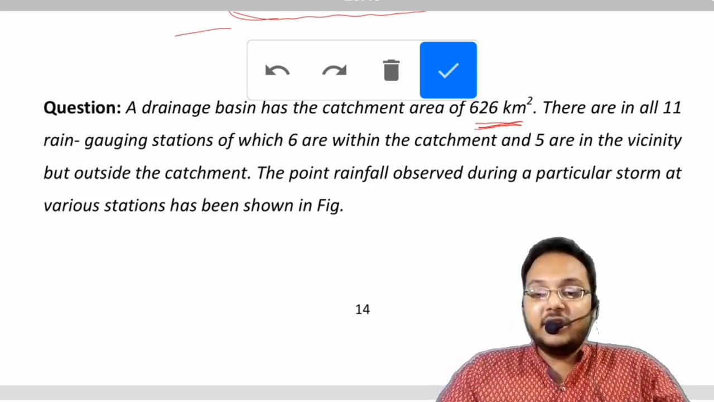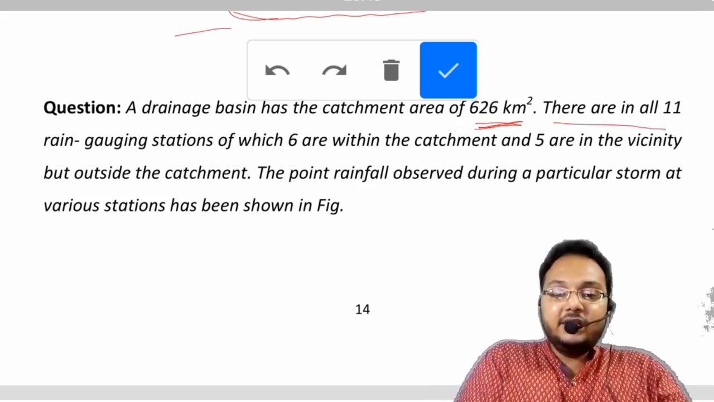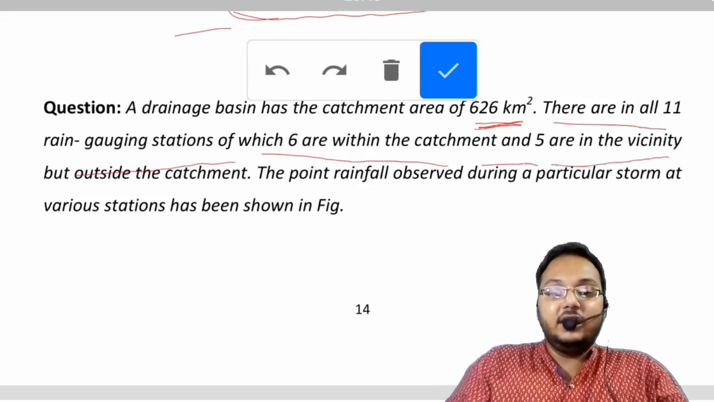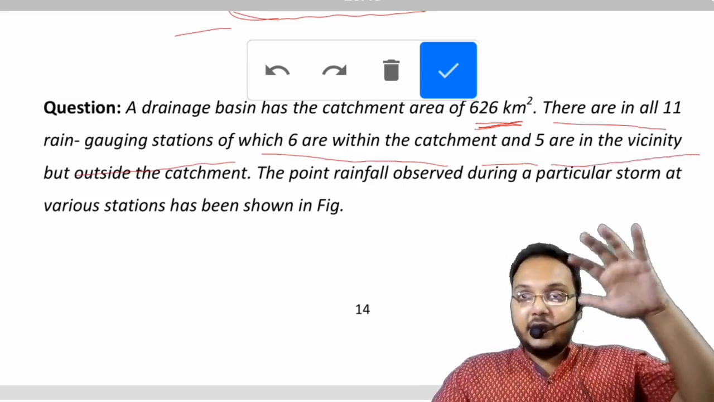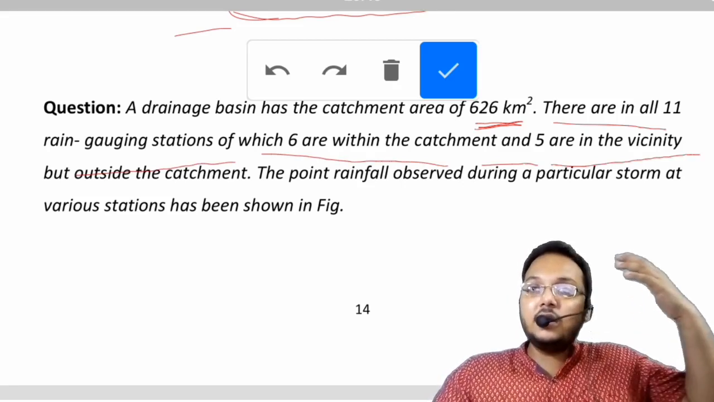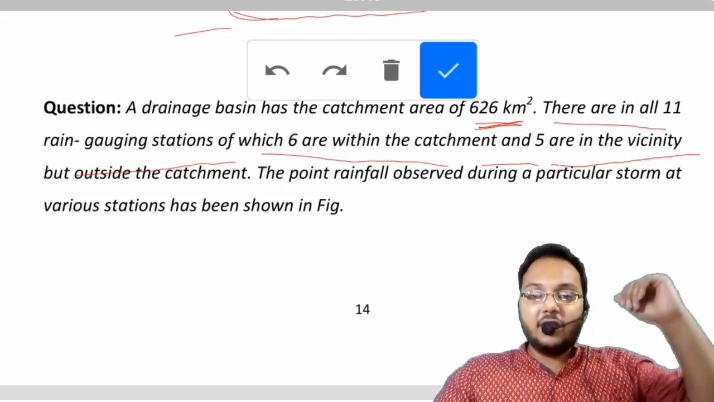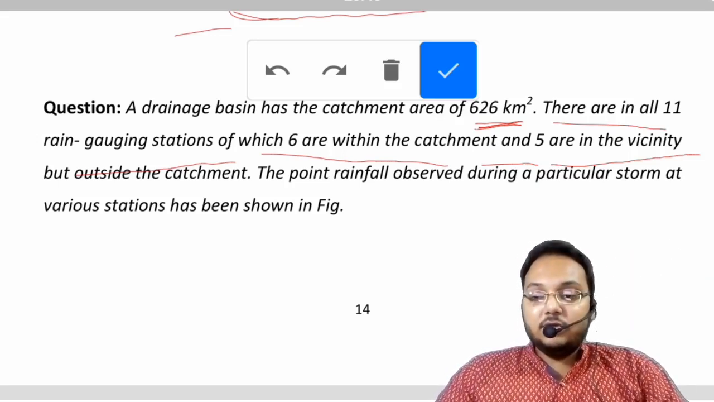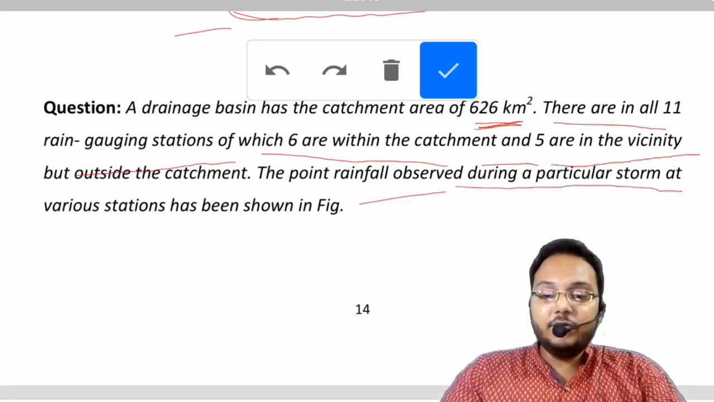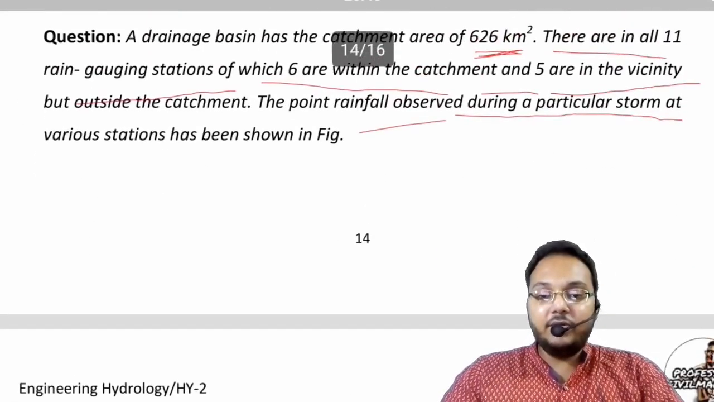So let's read the rest of the part of the question. There are in all 11 rain gauging stations, of which 6 are within the catchment and 5 are in the vicinity. So we are given 11 gauging stations where 6 are within the catchment and 5 are beyond the catchment, that is beyond the boundary of the catchment. So the point rainfall observed during a particular storm at various stations is given in the figure. So just refer to this figure A.